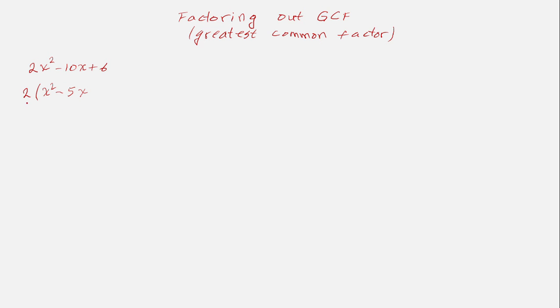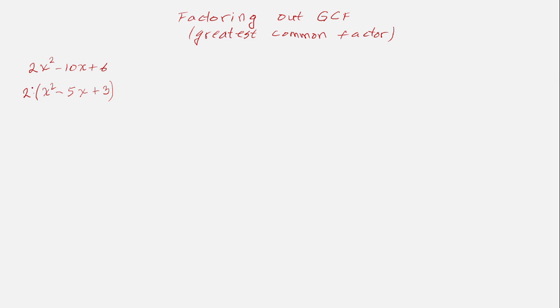Or you can think of it this way. 2 times what will give you 10? 2 times what will give you negative 10? Well, it's negative 5, right? And then you can say 2 times what will give you positive 6? That's 3. Now, what we got inside parentheses, we need to take a look at that again.